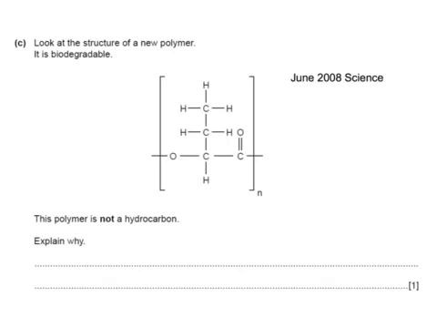Although this question is about polymers, we'll have a look at it anyway. Look at the structure of a new polymer. It is biodegradable. This polymer is not a hydrocarbon. Explain why. Well, when we look at the structure, a hydrocarbon would contain only carbon and hydrogen atoms, yet this one here also contains oxygen atoms. Therefore, it is not a hydrocarbon.